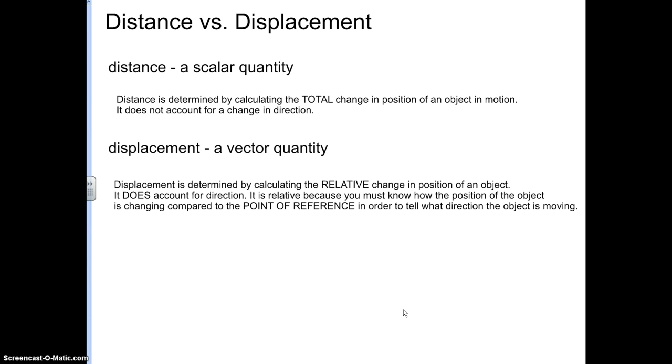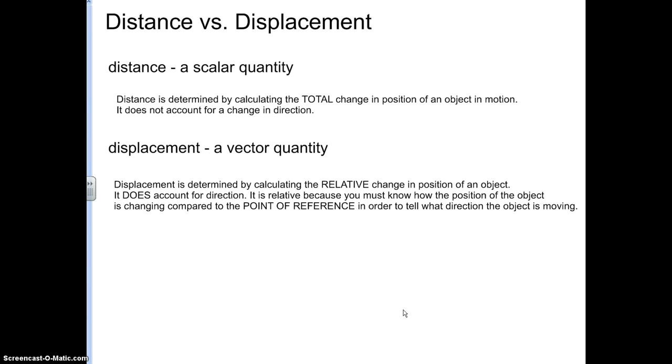So a good example of a scalar quantity is distance. Distance is measured by calculating the total change in position of an object without accounting for direction. So we might take 1, 2, 3, 4 steps in this direction and then turn and take 5, 6, 7, 8 steps in this direction. Altogether, our distance traveled was 8 steps, and the fact that we changed direction is irrelevant. We just want to know how many steps you took, and that's your distance.